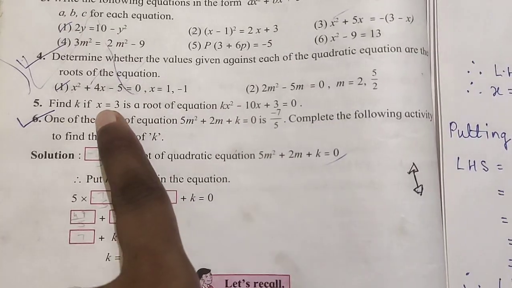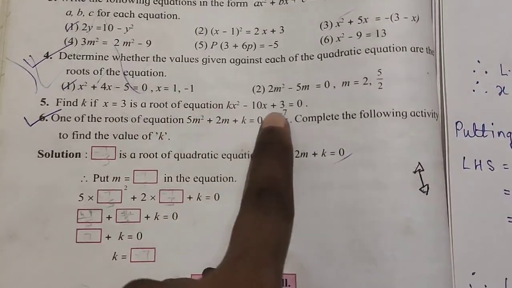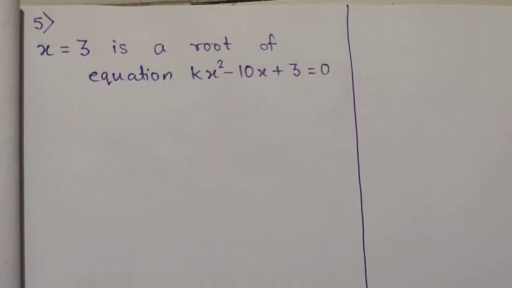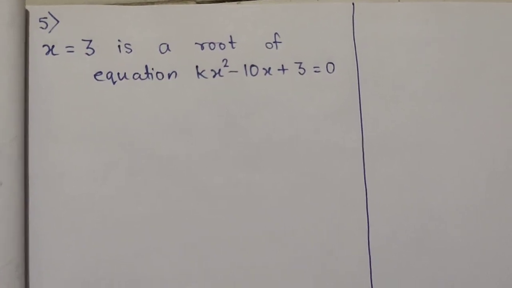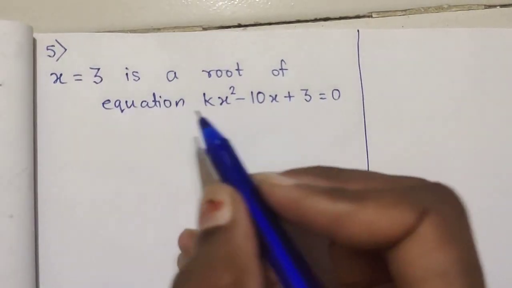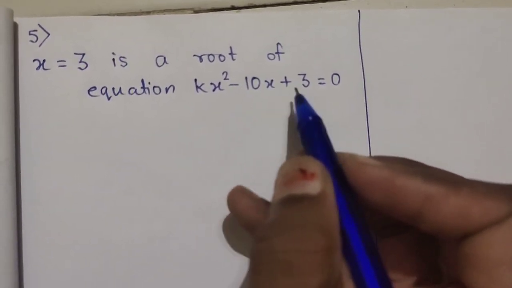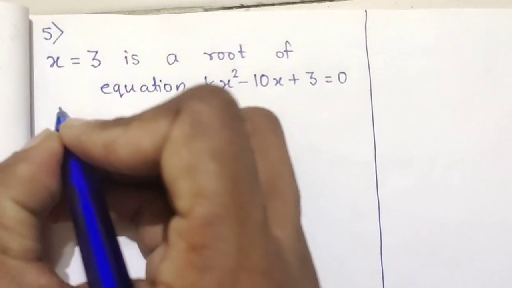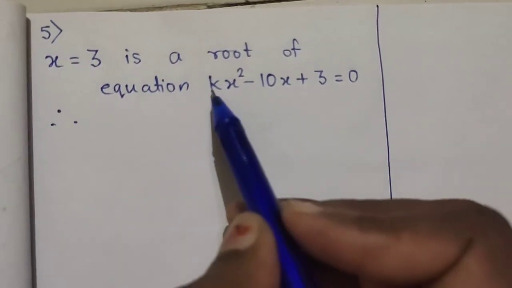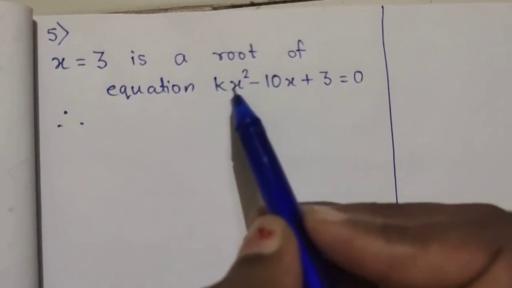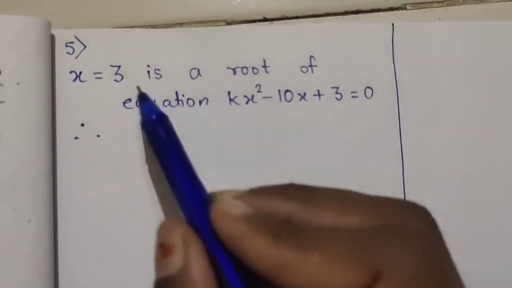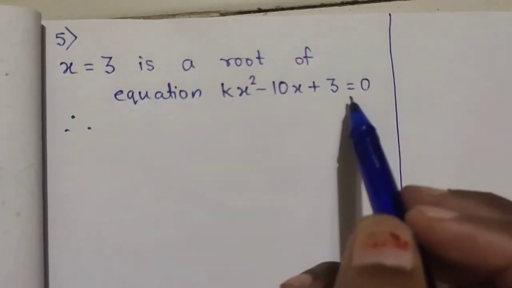So already we are given x is equal to 3 is a root of equation. So we are going to write this line first. So let us do that. Okay, students, see already I have written that line, that is x is equal to 3 is a root of equation kx square minus 10x plus 3 equals to 0. Now since x is equal to 3 is root of this equation, so root means what? X is equal to 3 is solution of this line, this equation. So we can put this x value 3 in this equation.